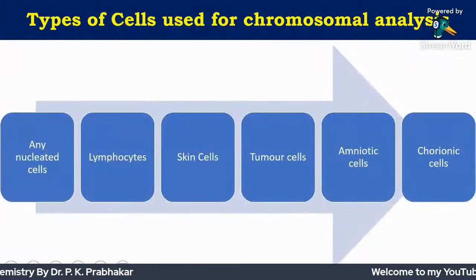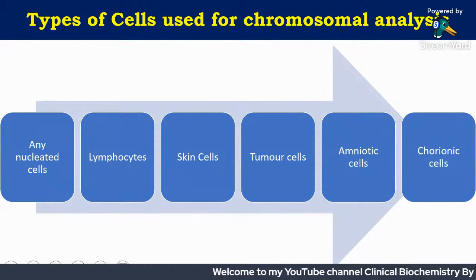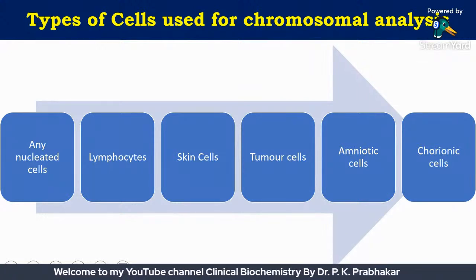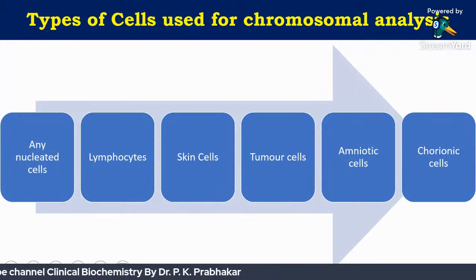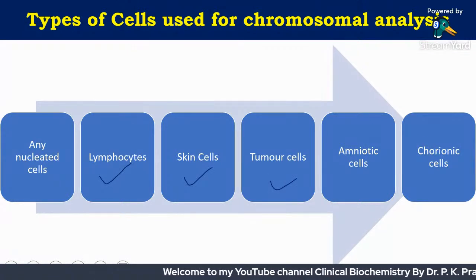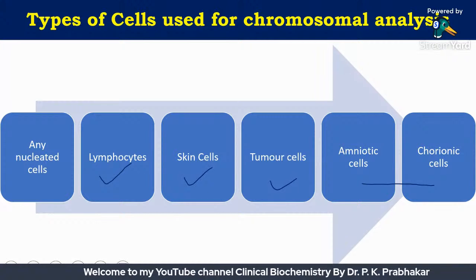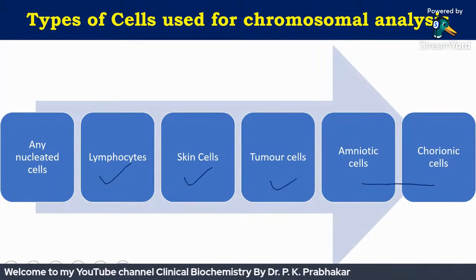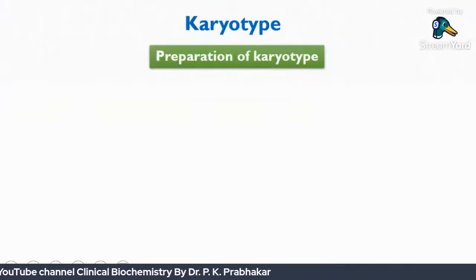Now, which type of cells? What will be the sample for this banding? You can take any nucleated cells, because every nucleated cell will have chromosomes and can be used. But most commonly we use lymphocytes. You can also use skin cells and tumor cells. For a fetus, we can use amniotic cells and chorionic cells. So these are the different cells used for chromosomal analysis.